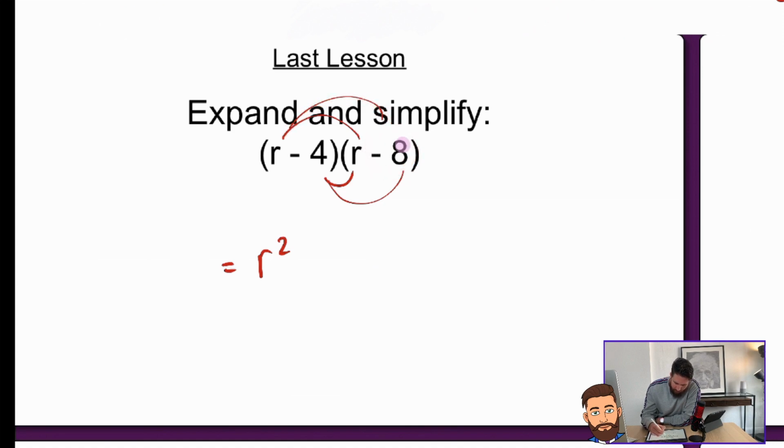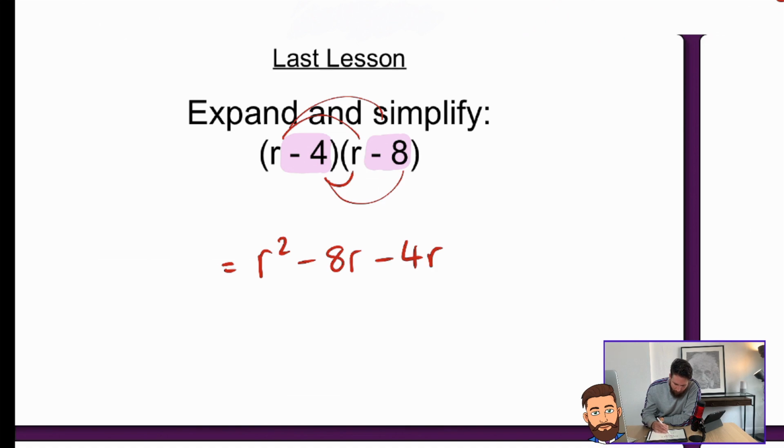The biggest misconception students make here is they think that this negative is floating in between r and 8. It is not floating, it is attached to the 8. Okay, so that is not just 8, it's -8. So we're going to do r times -8, which will give me -8r. Then we're going to follow my lines here. Same conception applies here. That is -4, not 4. So I'm going to do -4 times r, which is -4r.